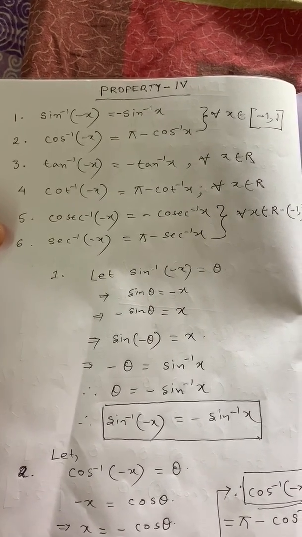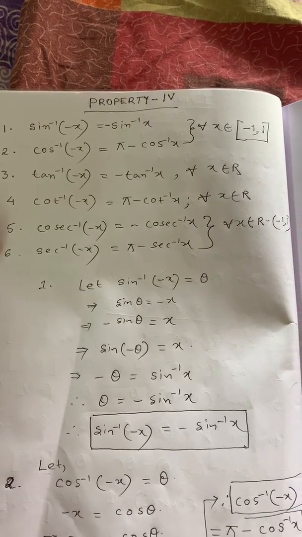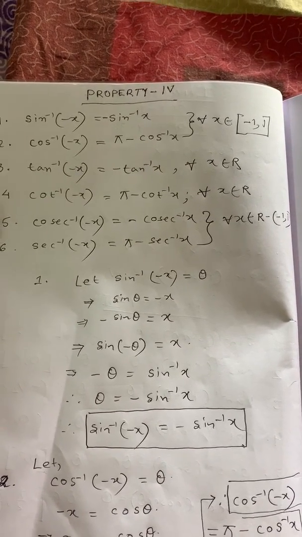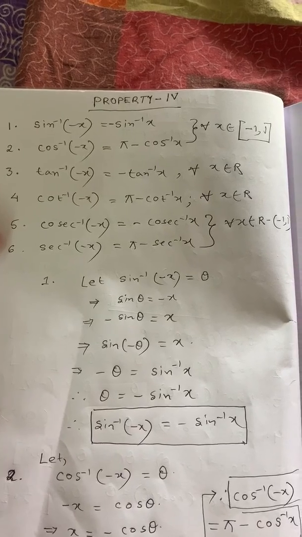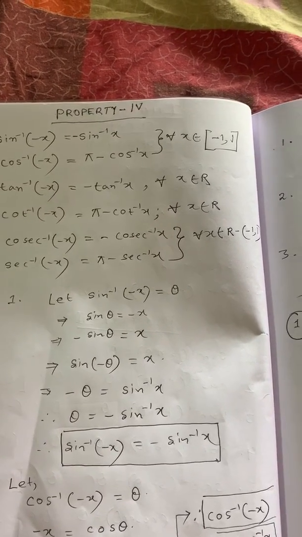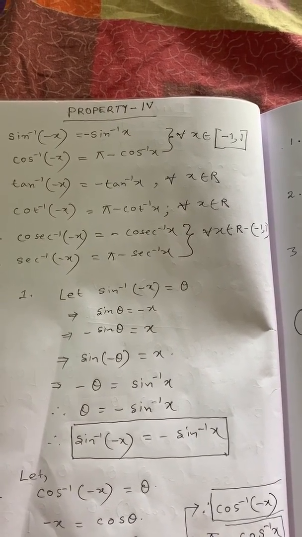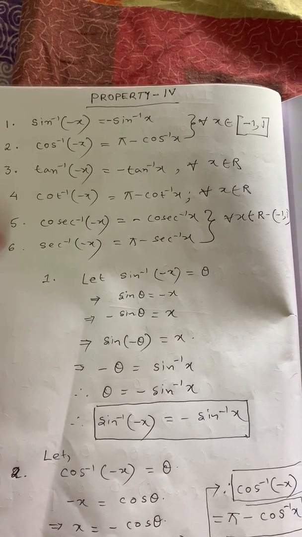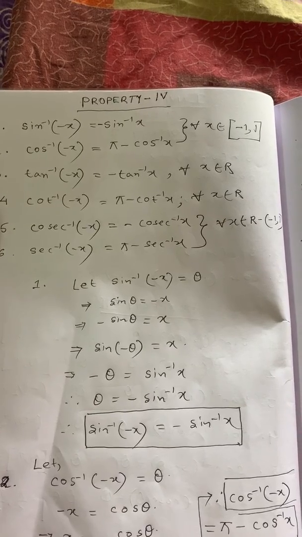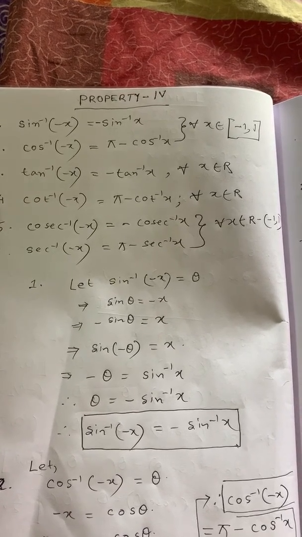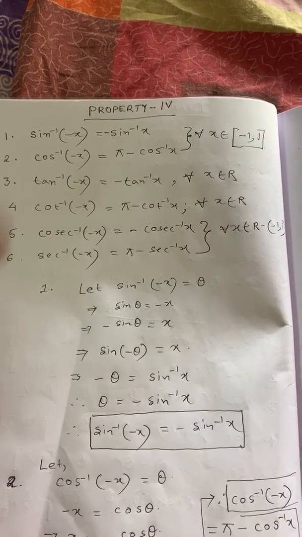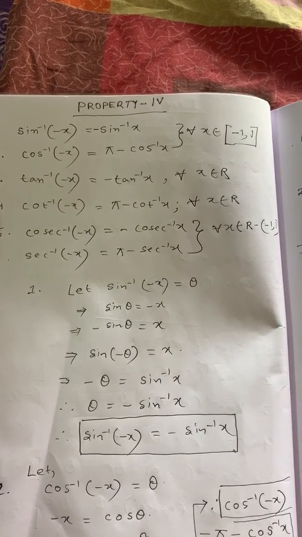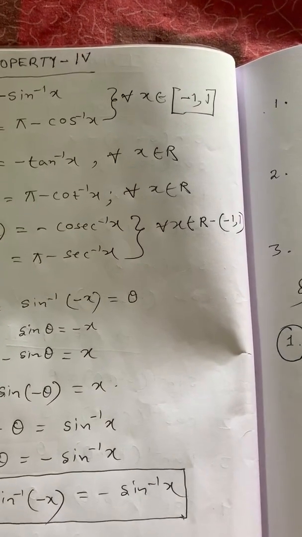Property number 5 says tan inverse minus x is equal to minus of tan inverse x, and cot inverse minus x is equal to pi minus cot inverse x. See the range. x belongs to the real numbers in both cases. Property number 6 is like this: cosec inverse minus x is equal to minus cosec inverse x, and sec inverse minus x is equal to pi minus sec inverse x. See the range.